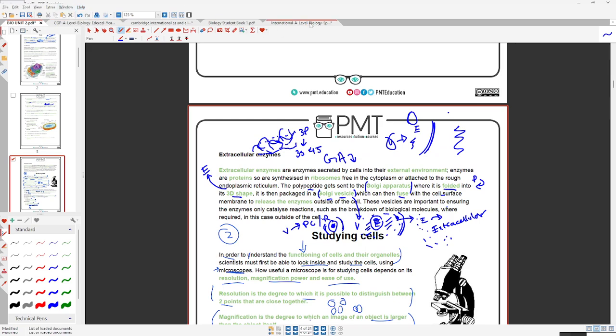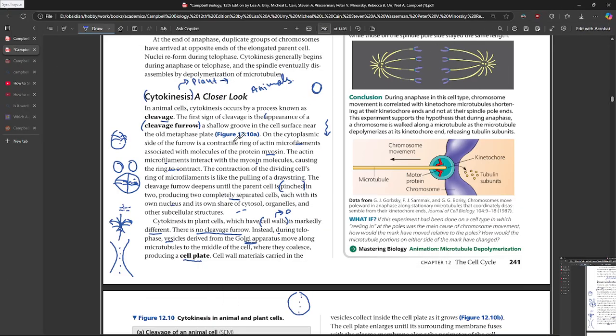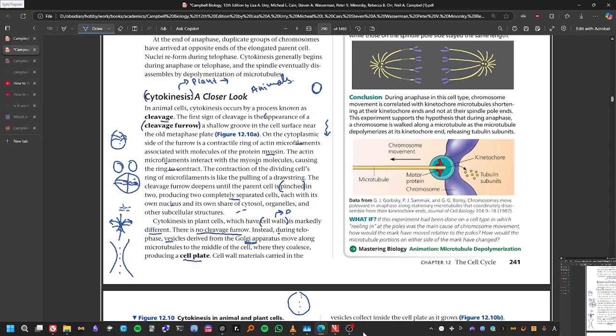So now when we go back into Campbell, right, and we're talking about cytokinesis in plant cells.